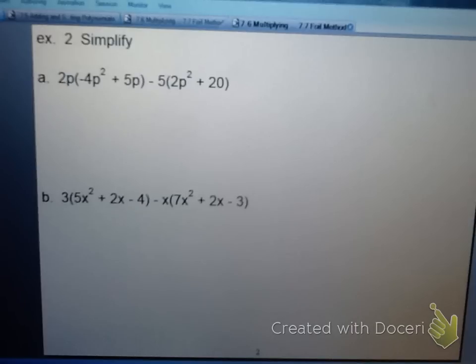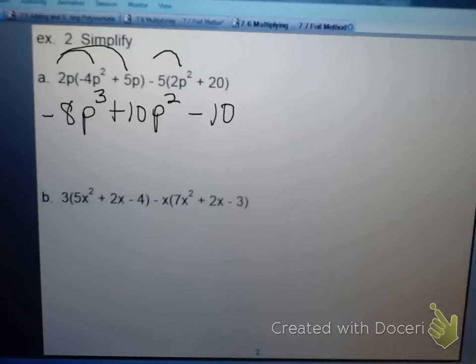Example 2, we have two sets of parentheses that we need to get rid of. So we're going to have to do the distributive property, first multiplying 2p times each term in the parentheses, and we get negative 8p to the third. 2p times 5p is a positive 10p squared. Now in the second parentheses, we're not multiplying by 5, we're multiplying by a negative 5. Don't forget the negative. So that's negative 10p to the second. And negative 5 times 20 is a negative 100.